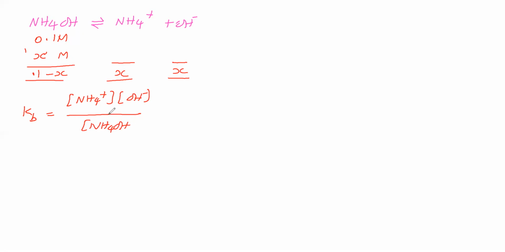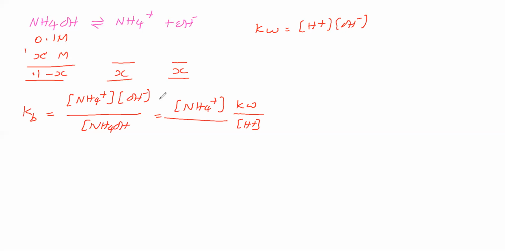Now we want the concentration of H plus in order to find pH. Therefore, in the place of OH minus, we will substitute Kw by H plus. Why have we substituted Kw by H plus in the place of OH minus? Because Kw is equal to concentration of H plus into concentration of OH minus. Based on this formula, we have substituted OH minus. Then in the denominator we will write ammonium hydroxide. Now we will find H plus.